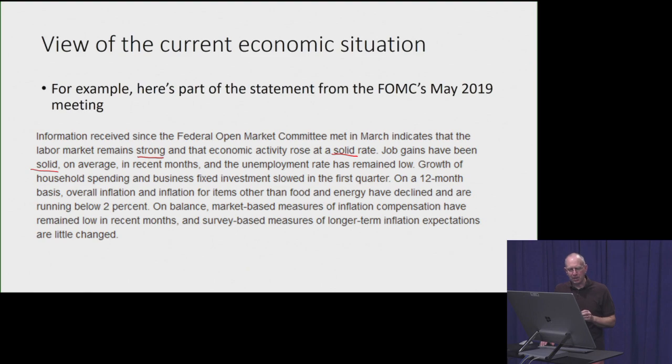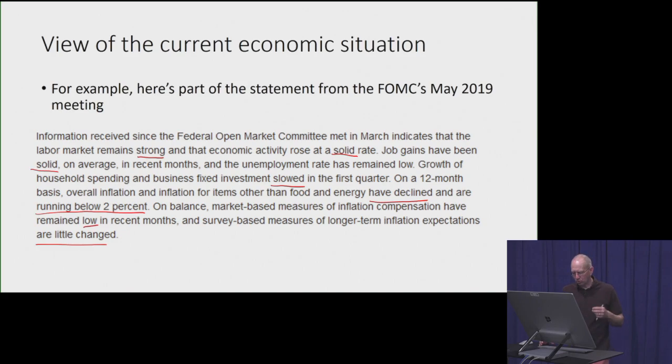Growth of household spending and business fixed investment slowed in the first quarter on a 12-month basis. Overall inflation and inflation for items other than food and energy, in other words, core inflation, have declined and are running below 2%. In other words, they're below the Fed's objective here. And then on balance, market-based measures of inflation compensation have remained low in recent months. So they're low here. And survey-based measures of longer-term inflation expectations are little changed.